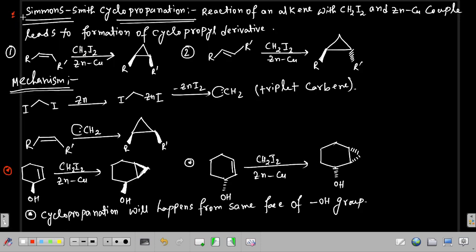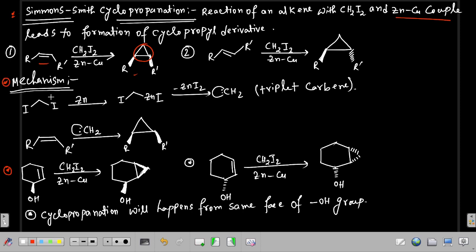This is the last reaction. It is the Simmons-Smith cyclopropanation. This is a reaction of an alkene with diiodomethane in the presence of a zinc copper couple. It leads to the formation of a cyclopropyl derivative, this cyclopropyl derivative, in the presence of diiodomethane. Now we will see the mechanism of this reaction.